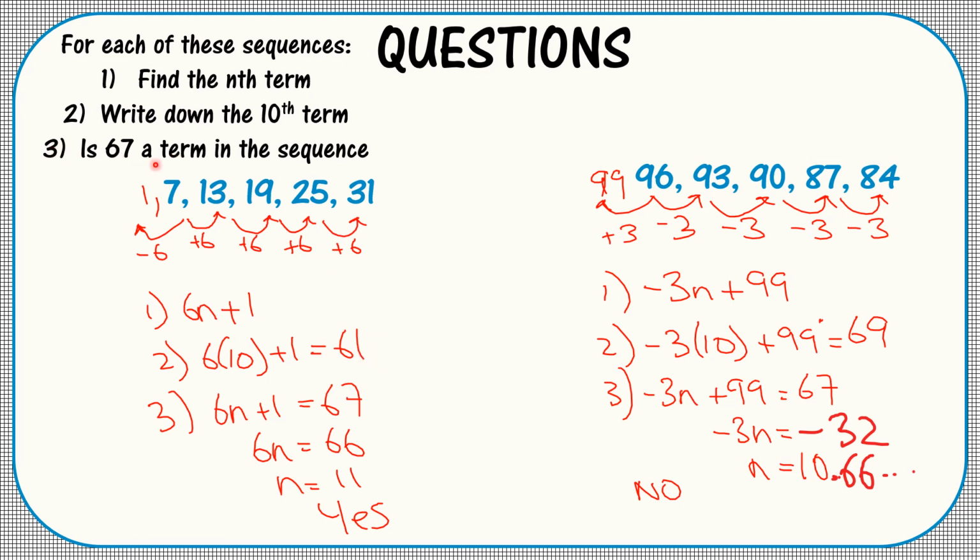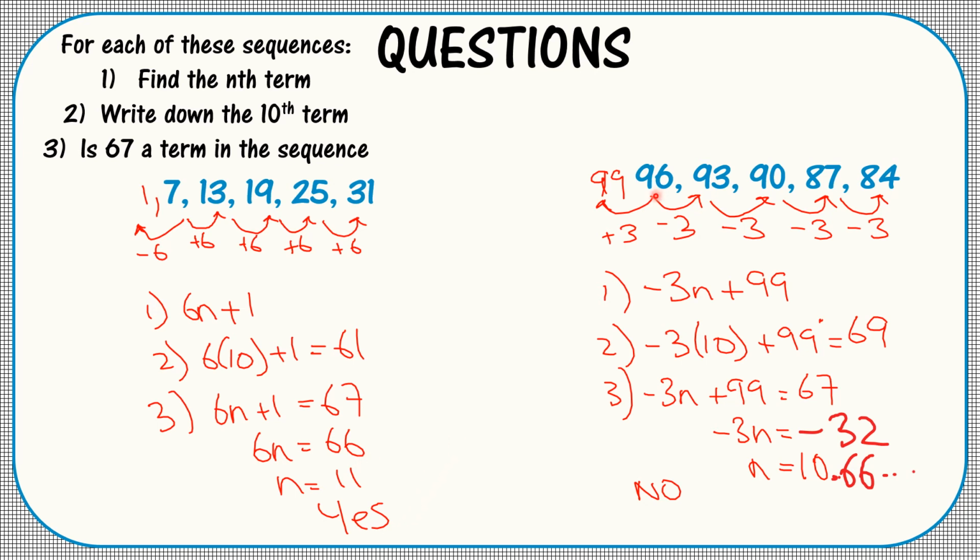Is 67 a term in the sequence? Again, you will lay it out like this. 6n plus 1 equals 67. We have to find the value of n. So the first thing that you would do, you would take this 1 to the other side. So 6n equals 66. You divide both sides by 6. n equals 11. Because we have a whole number, it means that 67 is a term in the sequence.